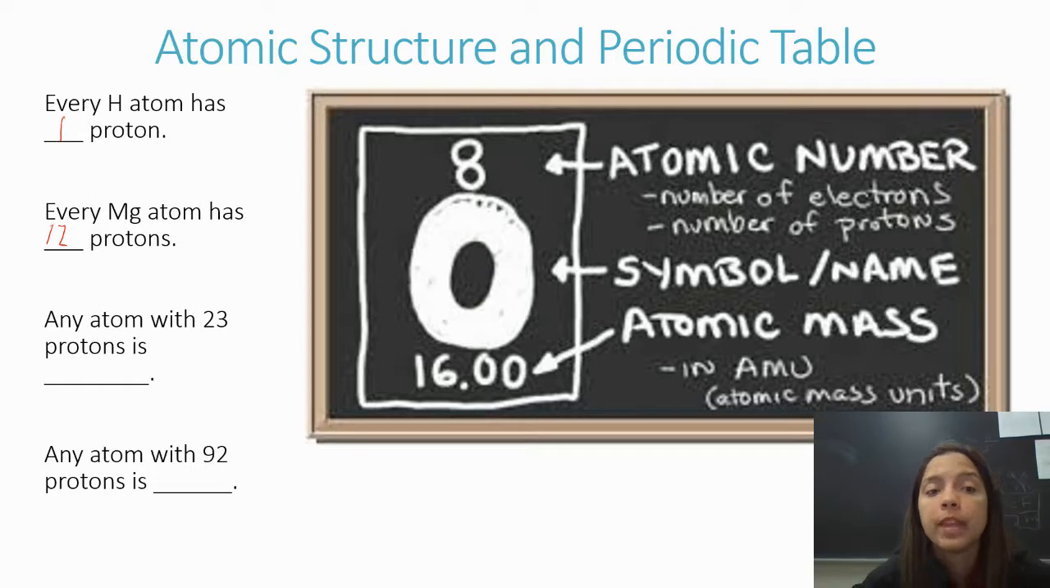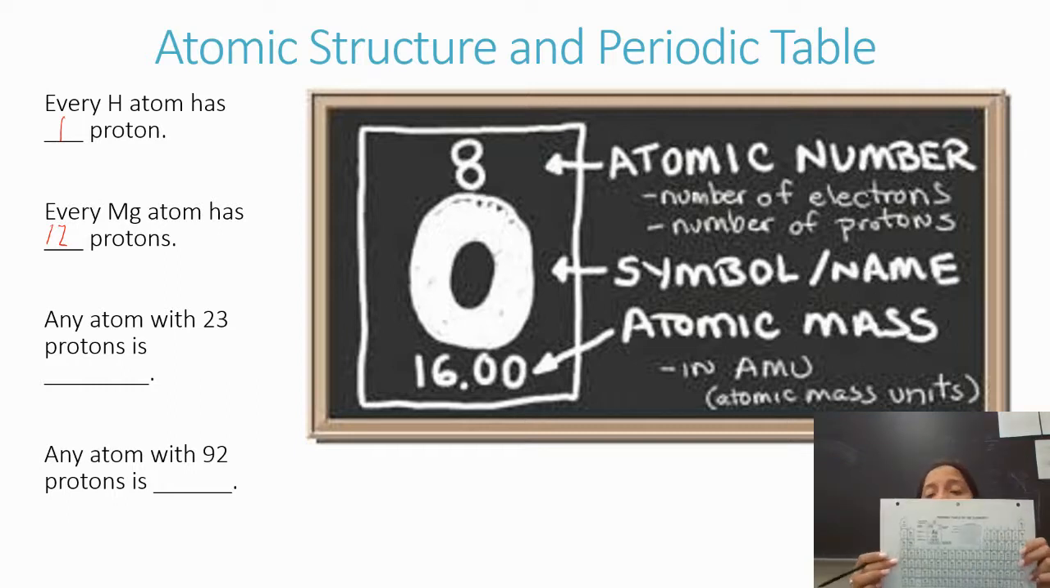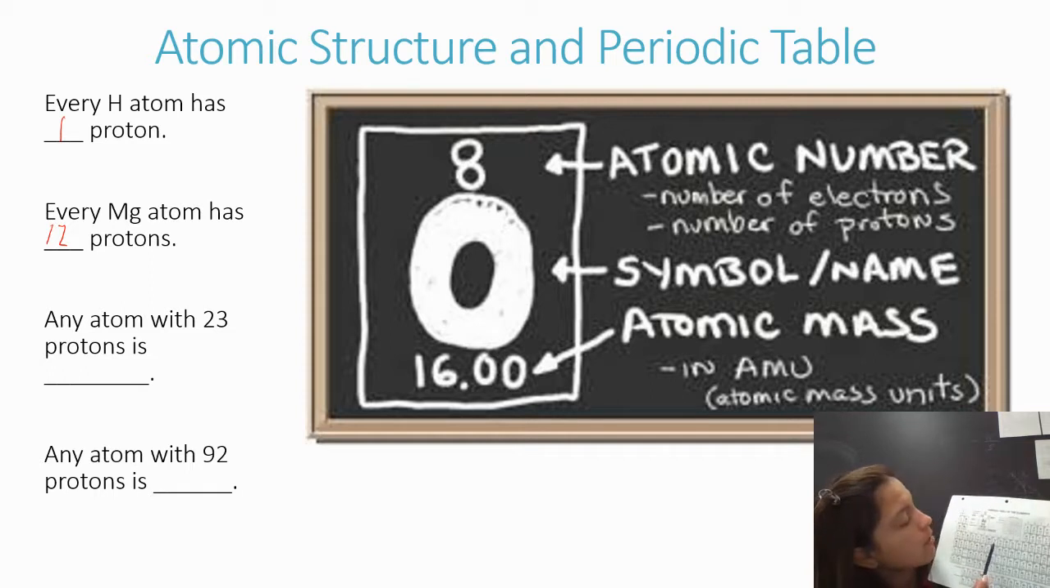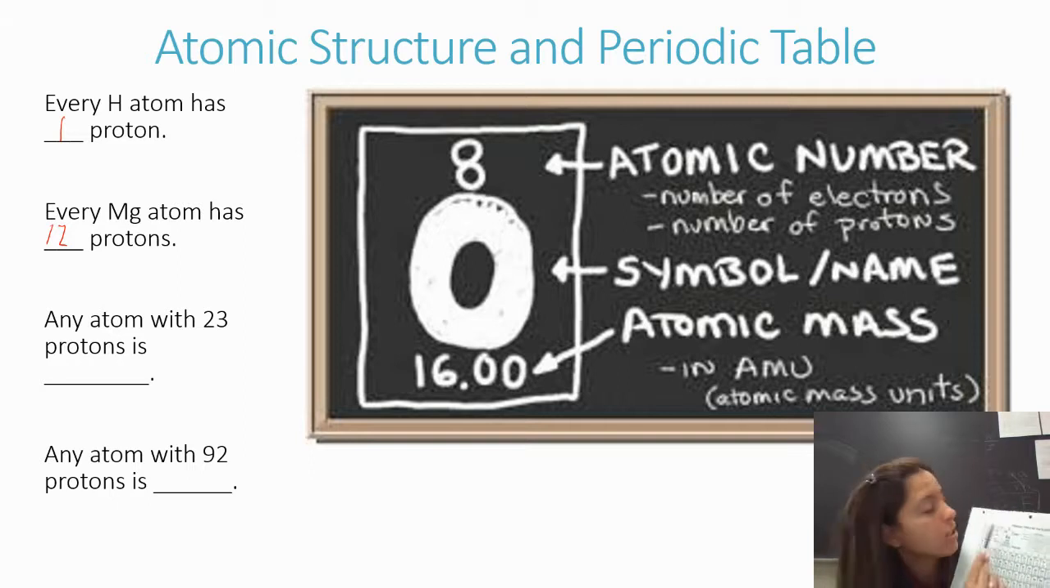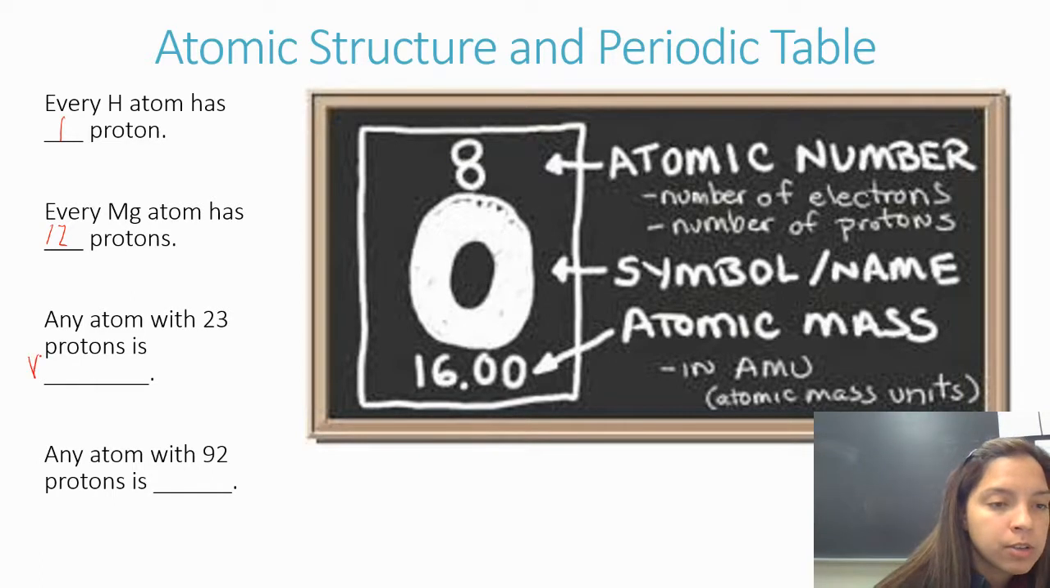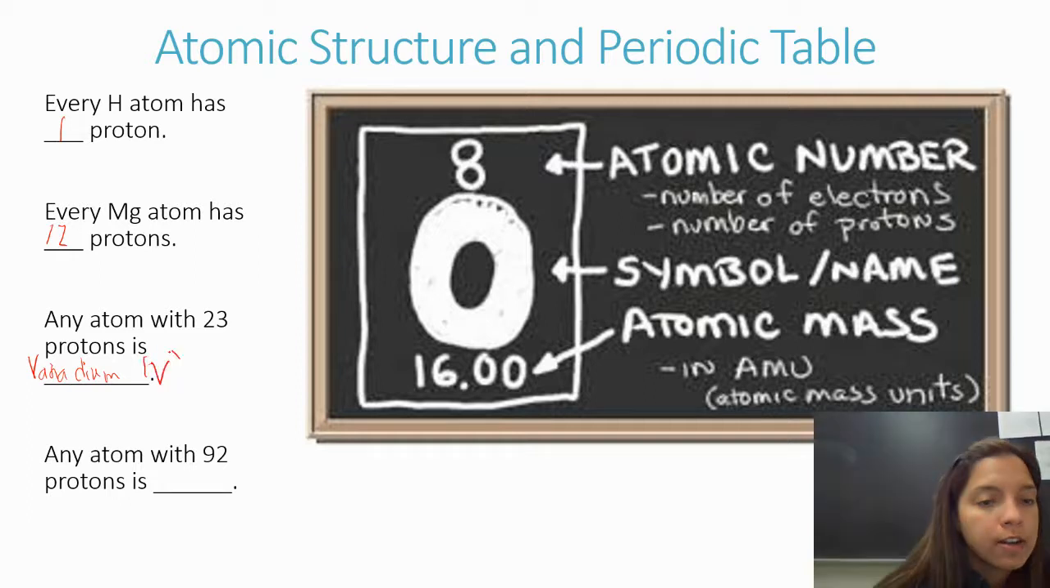Now, this one's different. Any atom with 23 protons is, so I have to look at my periodic table and find which element has atomic number of 23. So if you look at the periodic table, it's organized by atomic number, right? So you're going to have to go down all the rows and find 23. 23 is vanadium. So I'm just going to write the whole thing. Vanadium, the symbol is letter V.